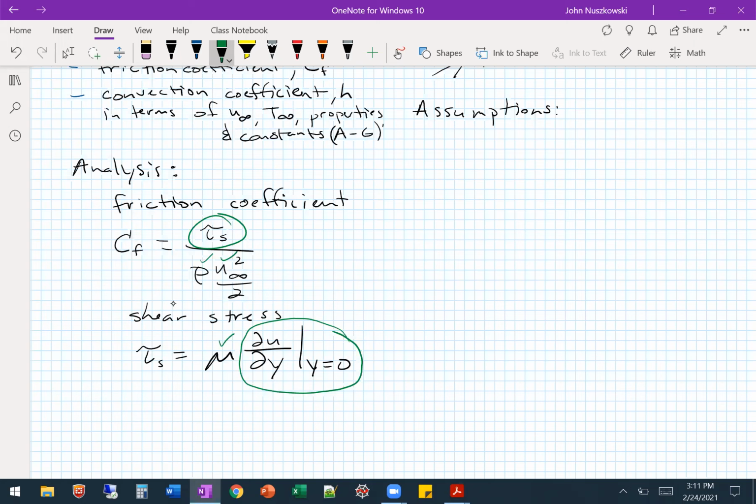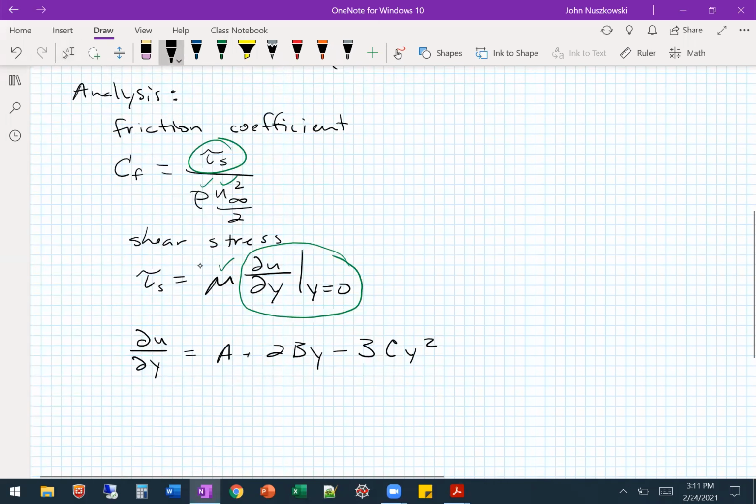So what do we think we need to do? Take the partial derivative with respect to y from the equation that we've got for the fluid velocity. Yep. So we have the x velocity, u, so we need to take the derivative, and that gets us a plus 2by minus 3cy squared. And then at y equals 0, what do we get then? Just a? Yeah, we end up with just a, right?